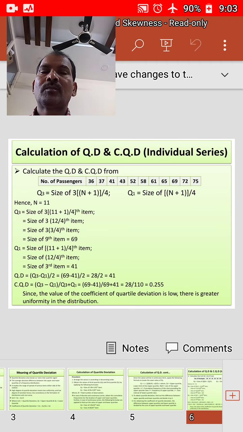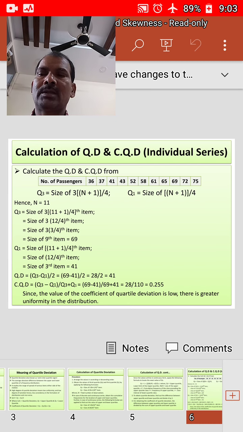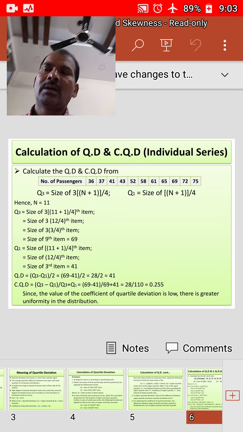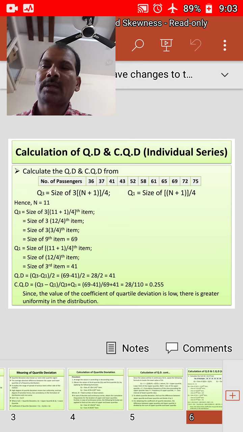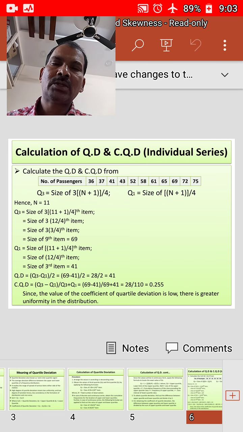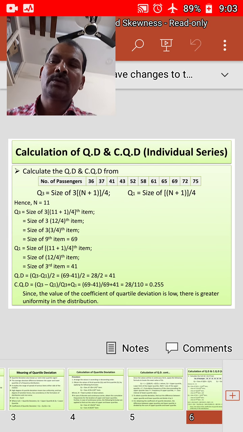Next, calculation of quartile deviation and coefficient of quartile deviation for individual series. That will enable us to understand the concept in a better way. Here, data is given pertaining to the passengers traveled in each bus of a traveling company. I was asked to find the quartile deviation and coefficient of quartile deviation.